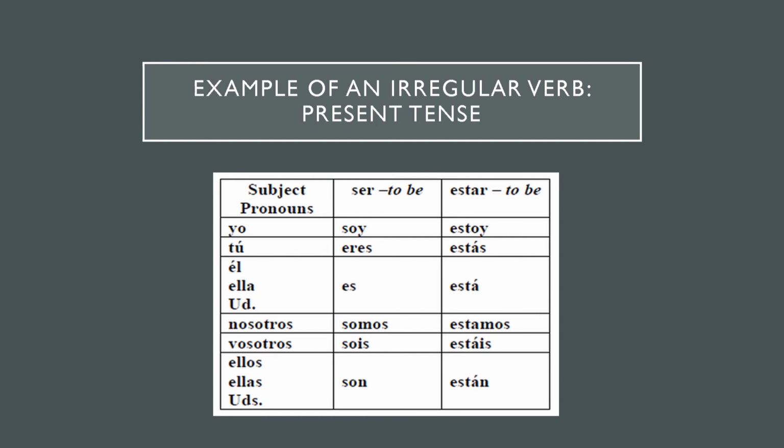For example, with the verb ser, we would have yo soy, tú eres, él, ella, usted es, nosotros somos, vosotros sois, and ellos son. And with the verb estar, we would have estoy, estás, está, estamos, estáis, and están. So they don't follow the rule that we were looking at a moment ago, but that's the only difference between regular and irregular verbs. So the irregular verbs will be a matter of a little bit more practice and a little bit of memory, but I will give you some tips later down the road to learn the irregular verbs very easily in Spanish.